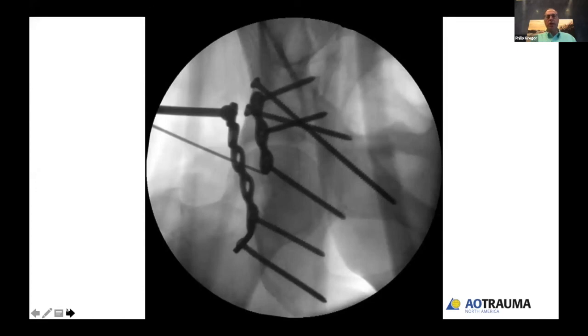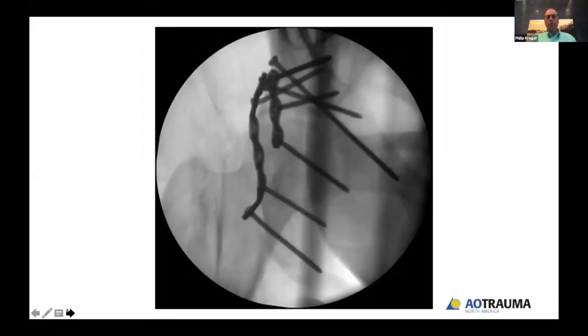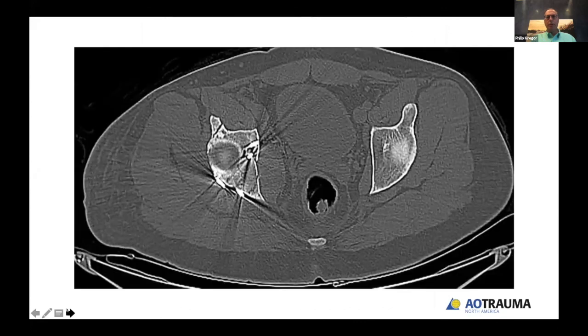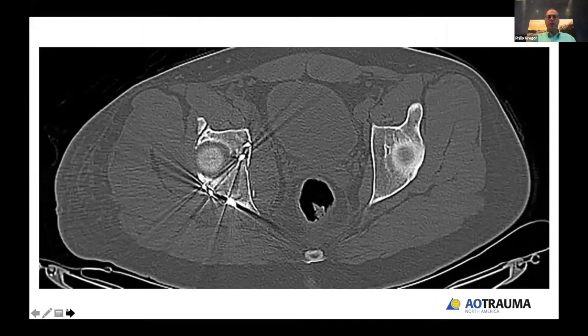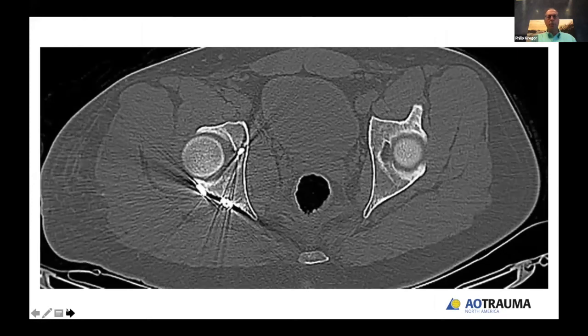You see here an under-contoured plate with an appropriate reduction on the obturator oblique and the iliac oblique view. Don't always get a CT scan, but in this case, confirm appropriate reduction of the posterior wall in this 21-year-old male.